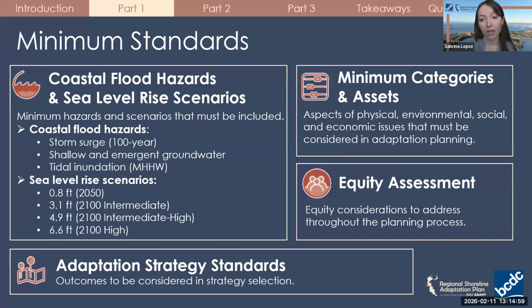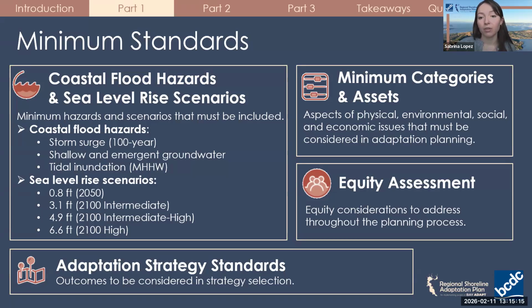First, the coastal flood hazards and sea level rise scenarios. Plans must include these hazards and sea level rise scenarios at a minimum, although local jurisdictions may include additional coastal hazards and sea level rise scenarios beyond these in their plans.